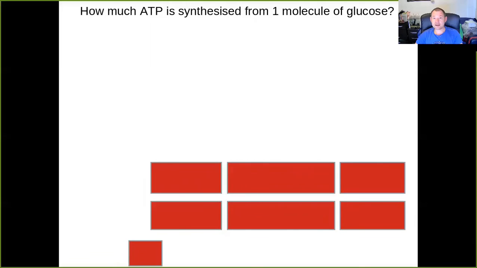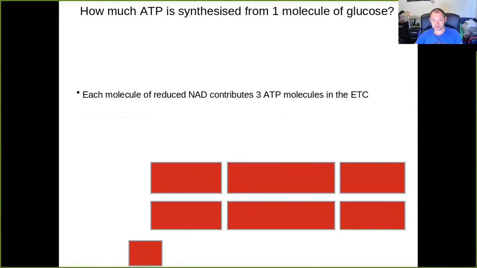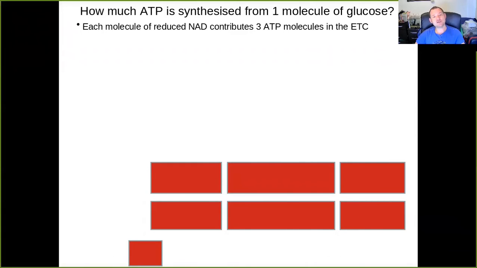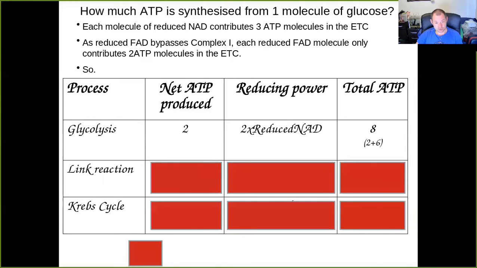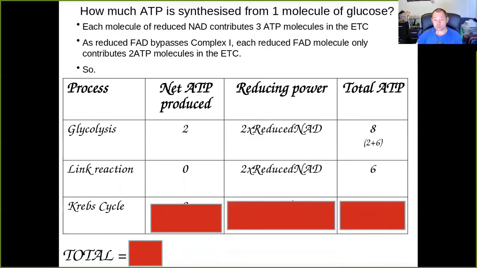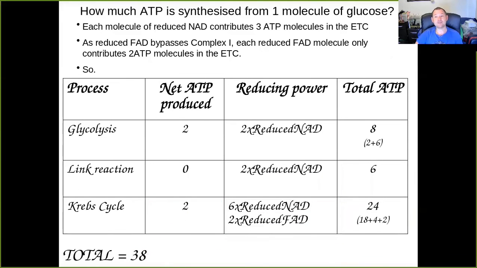So, how much ATP do we get from a molecule of glucose? Each molecule of reduced NAD contributes 3 ATP molecules in the electron transport chain. As reduced FAD bypasses complex 1, each reduced FAD molecule only contributes 2 ATPs to the electron transport chain. So we get 38. But not really. It's not an efficient process.